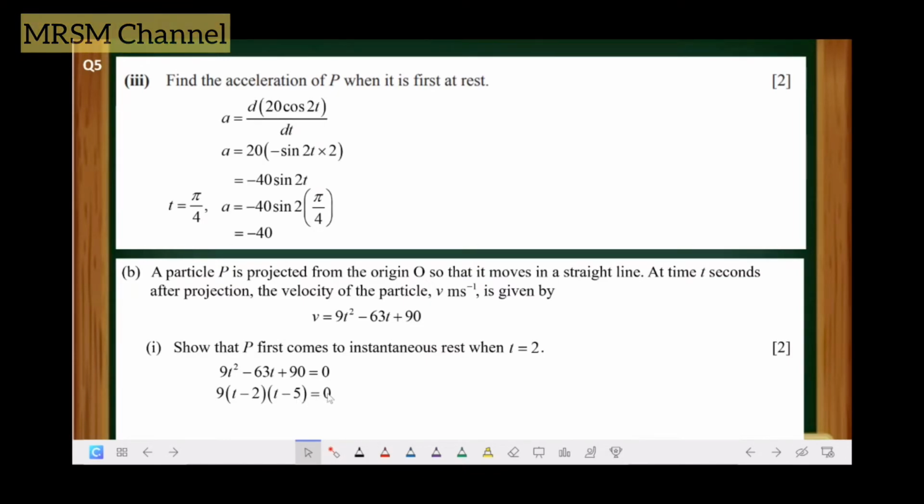Is equal to 0. Therefore, you will get t is 2, satu lagi t is equal to 5. Tapi sebab dia kata show that P first comes to instantaneous rest when t is equal to 2, so 2 is smaller than 5. Okay, so we just assume that t is equal to 2. Tak payah tulis lah t2, t5 tu. Because we want to show that the first P comes to rest is t equal to 2. So you just show this one, and then after you show this one, you pick the smaller number. Okay, so t is equal to 2.